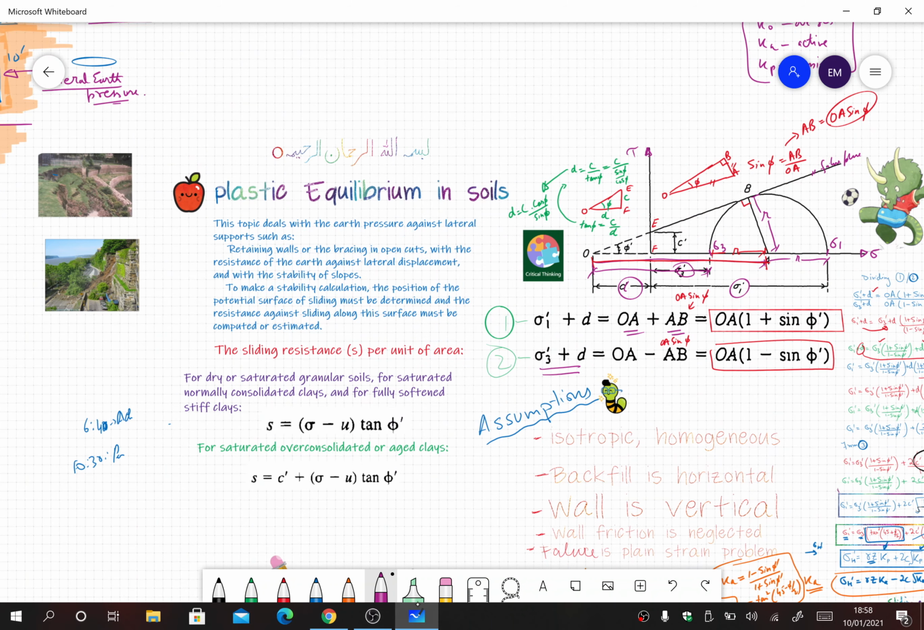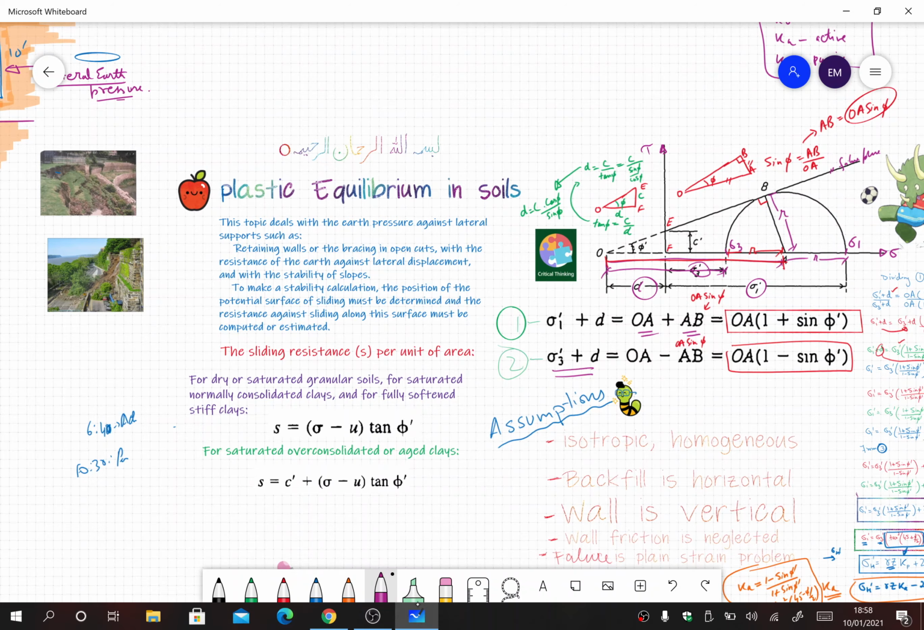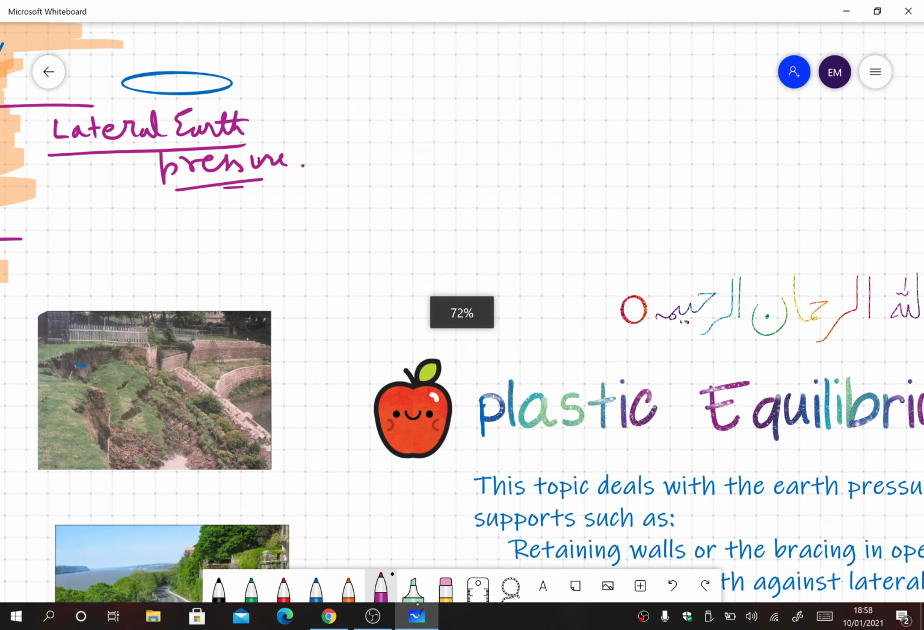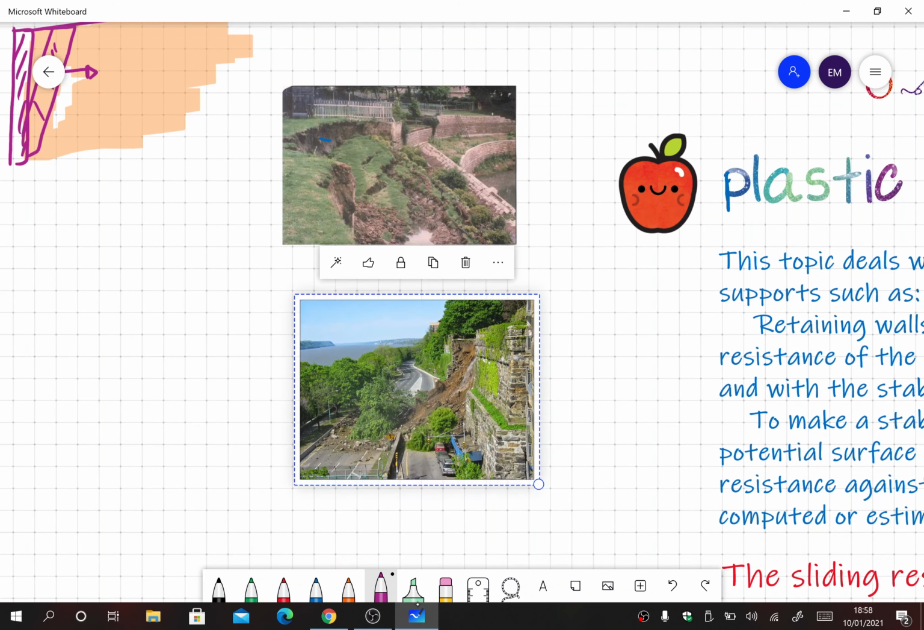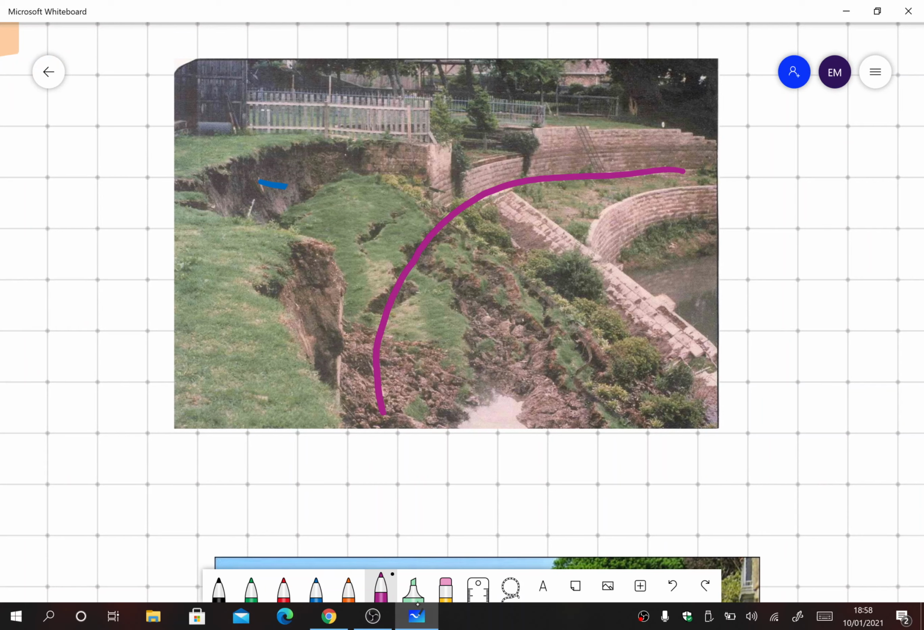If the wall is not properly designed, and the horizontal force is much greater than the ability of the wall to bear that pressure, things like this can happen. We have an image here. From the image you can see, let me zoom in for you. This was a retaining wall in a circular fashion. The amount of horizontal earth pressure coming from the land behind it was greater, for some reason, so this wall fell down.